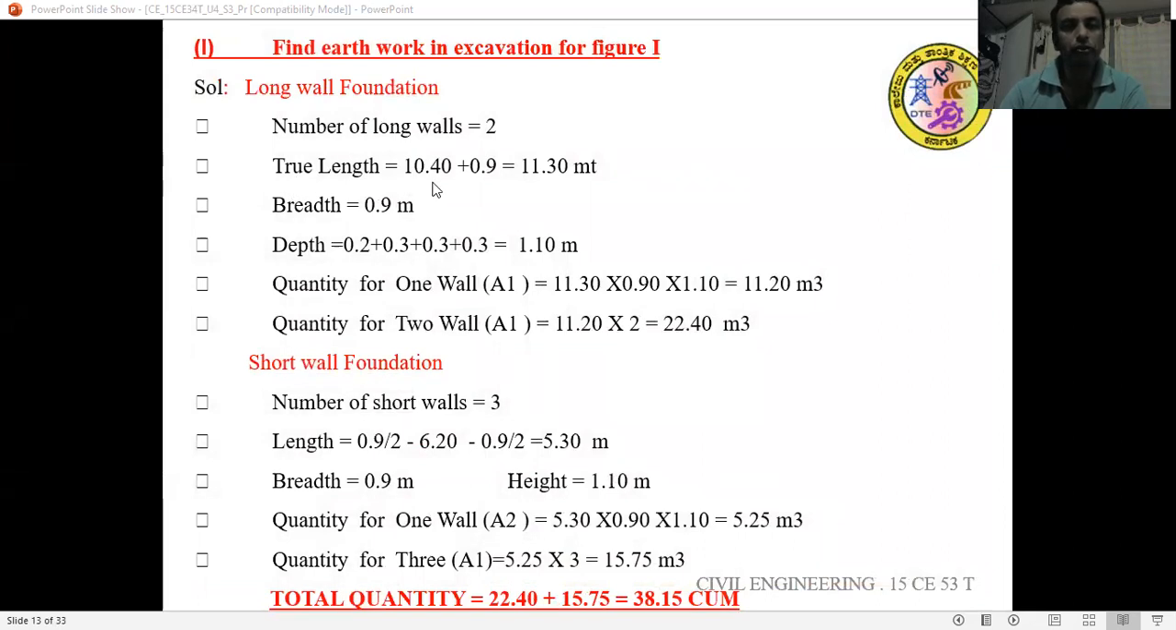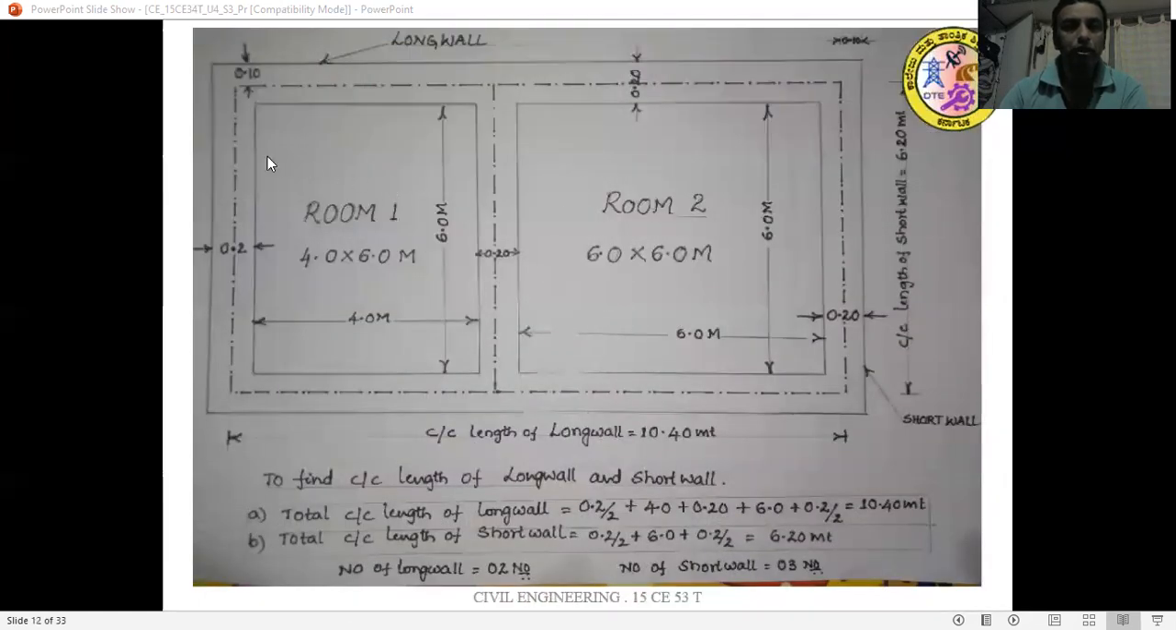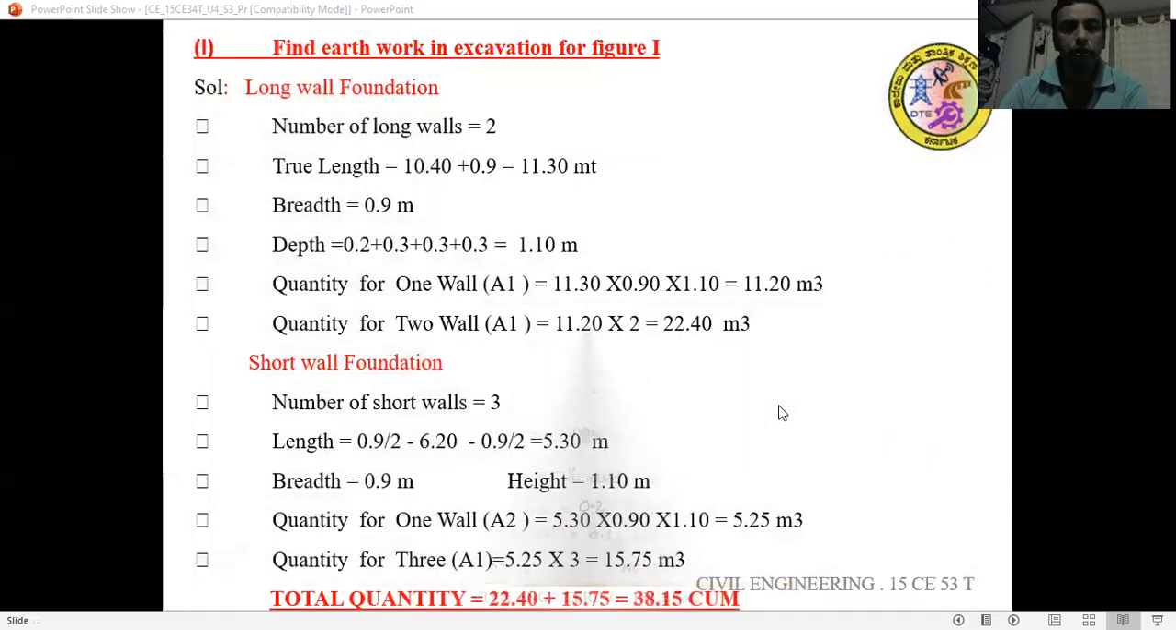true length is equal to 10.4 meter plus 0.9, which is equal to 11.30 meter. You find out the true length by using the center to center length, which is equal to 10.4 meter. Then you have to add the one width of the particular depth of foundation, which is 0.9 meter. Finally, we get 11.3 meter. That is equal to 0.9 meter is given.